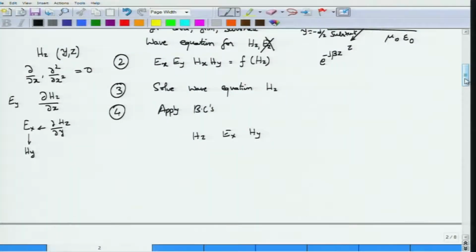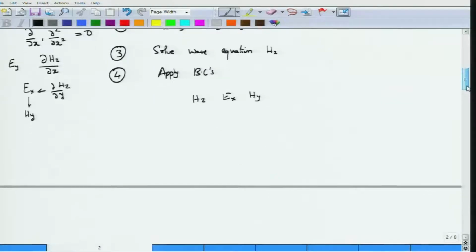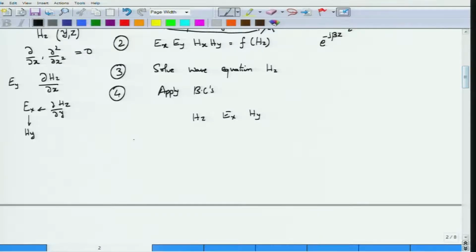So our strategy seems to be alright, everything seems to be fine. We just need to start with the wave equation for Hz, but we already know the wave equation for Hz, right? What is the wave equation for Hz? I have del square Hz minus omega square mu_d epsilon_d, where d stands for dielectric, times Hz must be equal to 0.